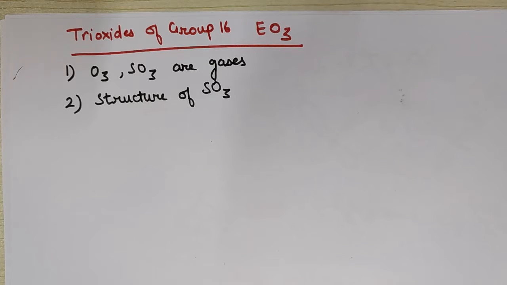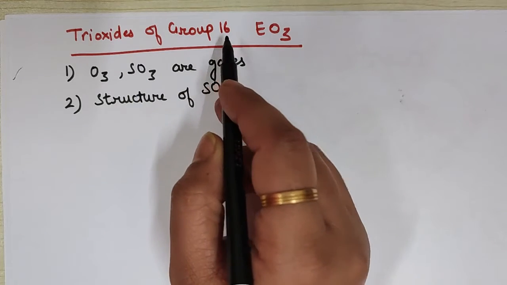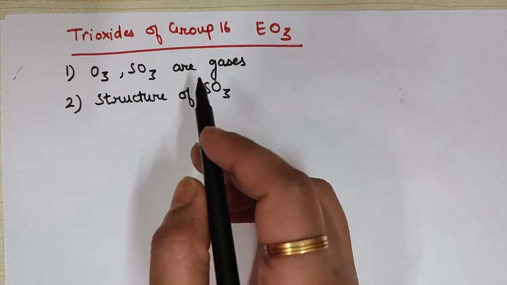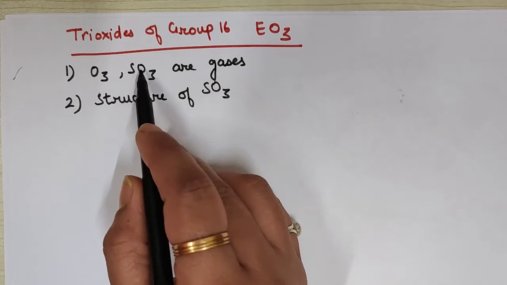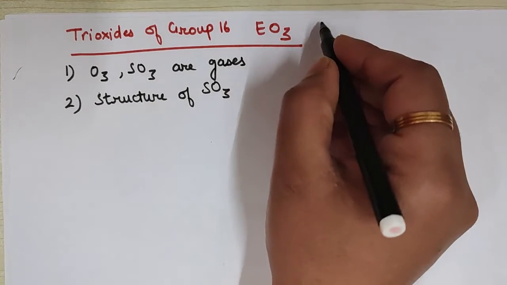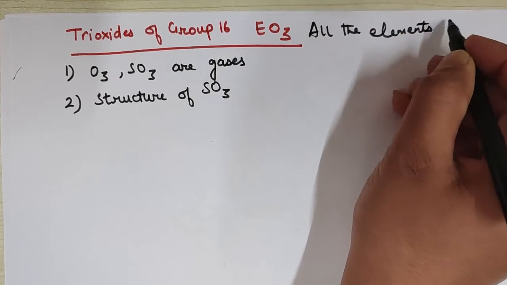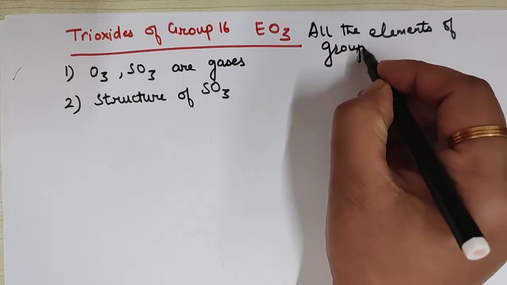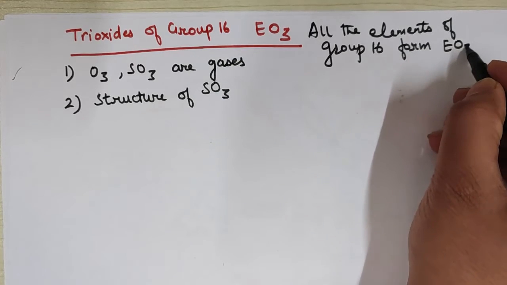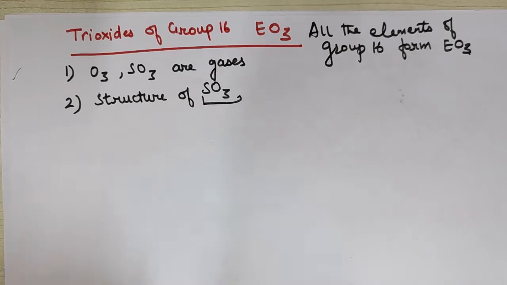So in continuation to our previous video, in this video we will discuss trioxides of group 16, and the general formula of trioxide is EO3. So for ozone, O3 and SO3, these are gases, and all the elements of group 16 form trioxide of EO3 type. So now the structure of sulfur trioxide.